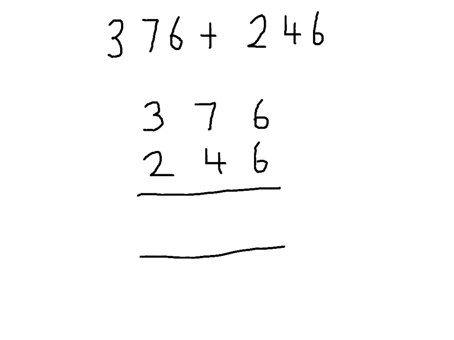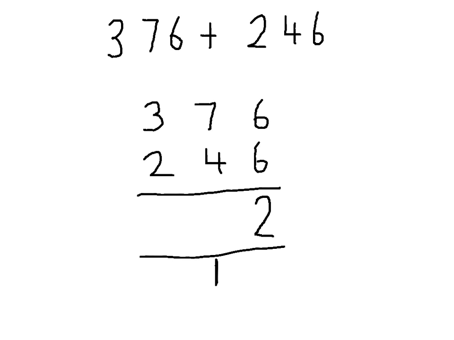Right, let's look at another example. We've got 376 add 246. Now, what we're going to do is the same as we've done all the way along. We line everything up. So we've got the units together, the tens together, the hundreds together. We look at the units first. 6 add 6. 6 add 6 is 12. You put the 2 from the units of the 12 into that column, and you carry the 1.